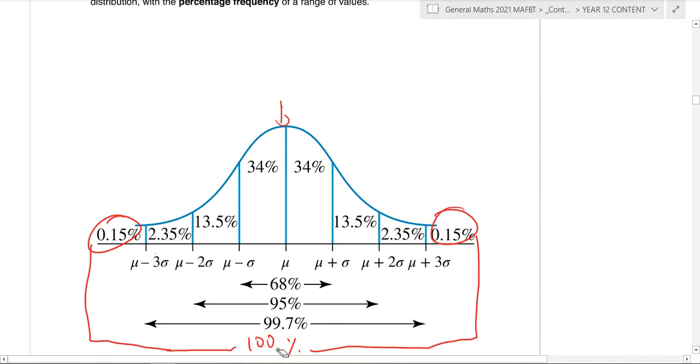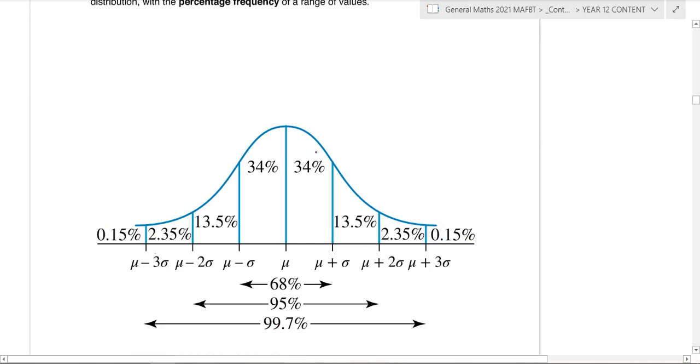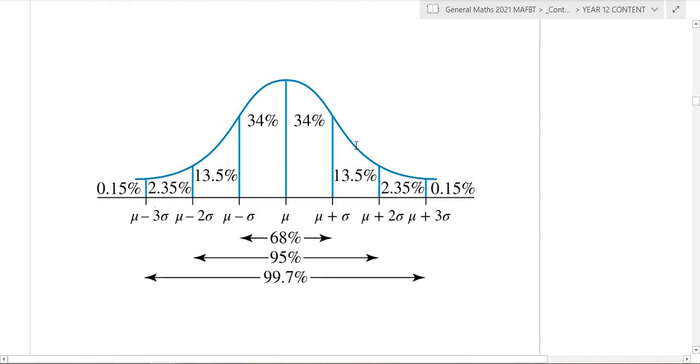Okay, so what this bell curve shows you, and this is really important that you actually refer back to this, is the distribution of your data. So how your data is actually grouped in terms of where it is on your bell curve. And again, the data has to fall into a bell curve shape for this to work.